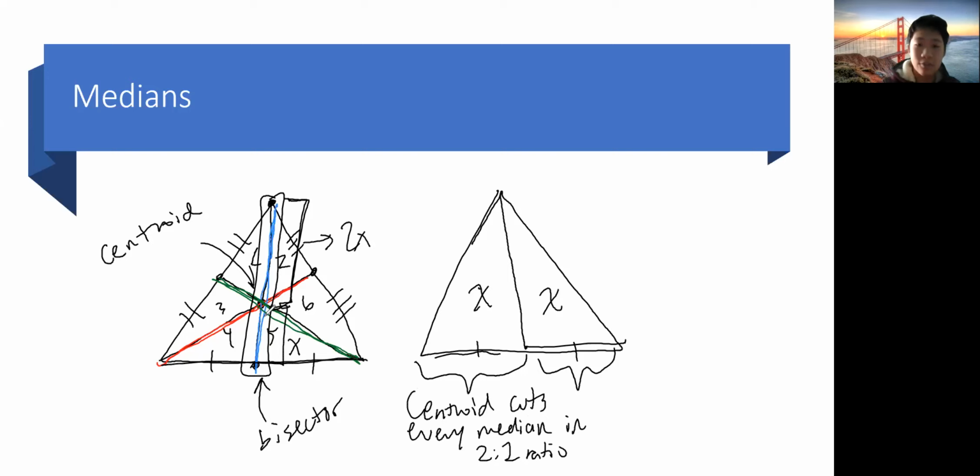So x here is 1/3 of the whole median, right? And this segment here is going to be 2/3 of the whole median. Any questions?